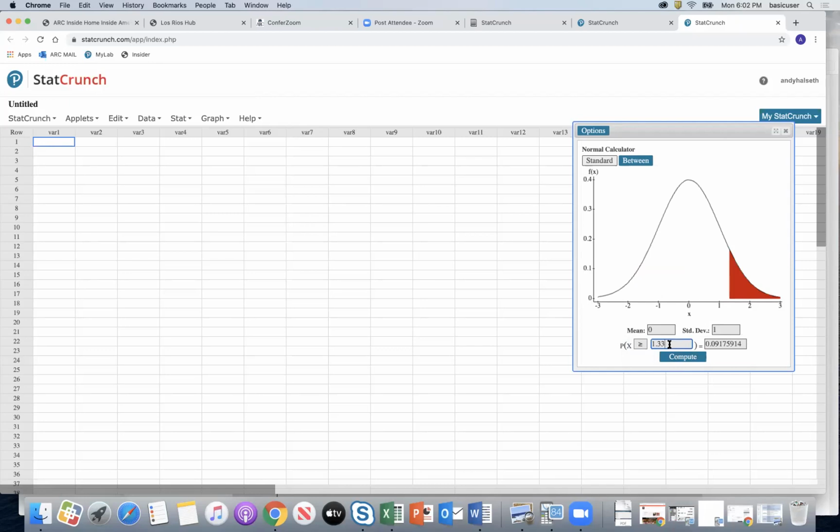Now here you have the option of even doing a little more accurate, because the z-score was actually a bunch of 3s. And so you'll see that differs a little bit, 0.0912. Both should be marked correct in MyLab. Okay, so use StatCrunch or the table, doesn't matter. Let's get back to the handout and try another one.